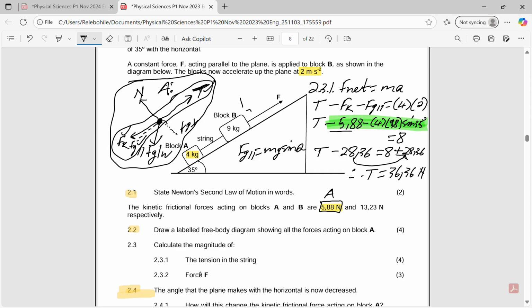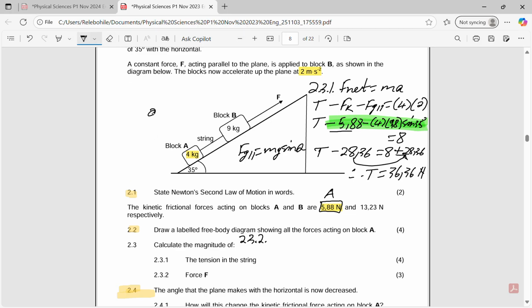Okay, for the next one, they say we have to calculate the magnitude of force F, and this is worth 3 marks. So, guys, this is how we are going to answer this one, which is 2.3.2. We are going to use the same logic. Okay, let me erase the free body diagram of this one and draw the free body diagram of the 9 kg block. Wish I hadn't erased it.